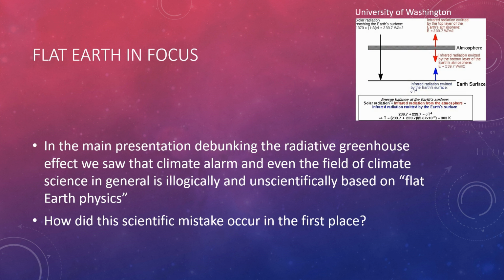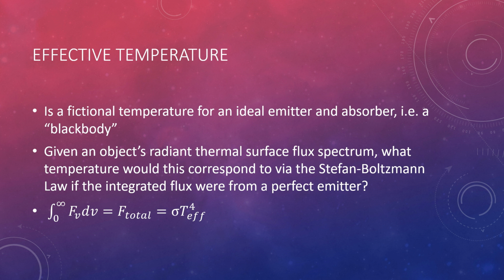So, flat Earth in focus. In the main presentation, debunking the radiative greenhouse effect at the basis of climate alarm, we saw that it is all based on flat Earth physics. You see this in this diagram here. The Earth is flat, and we discussed everything that is wrong with that in the main presentation. So how did this mistake occur in the first place? Well, to get there, we need to discuss this concept of effective temperature.